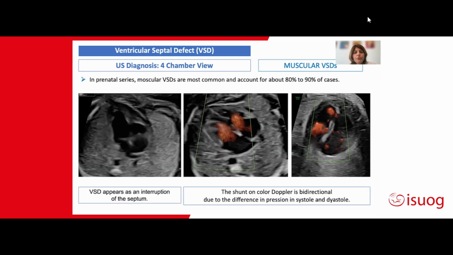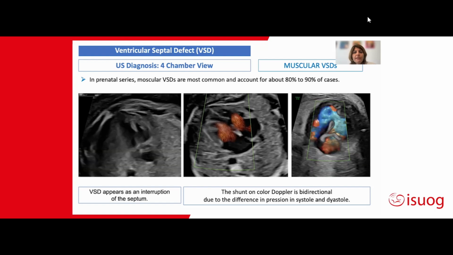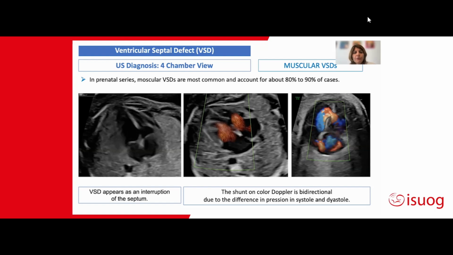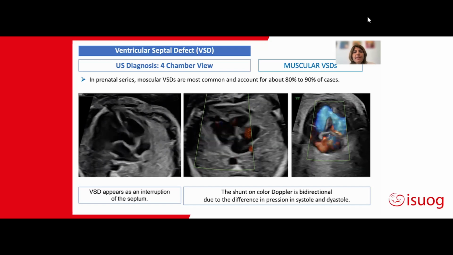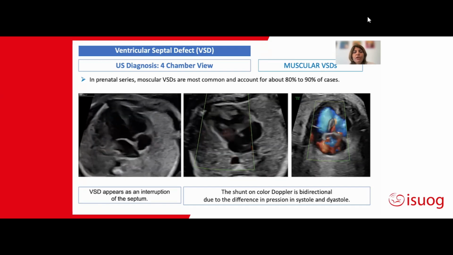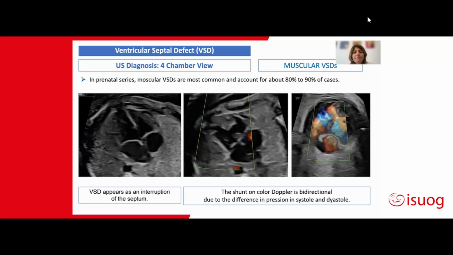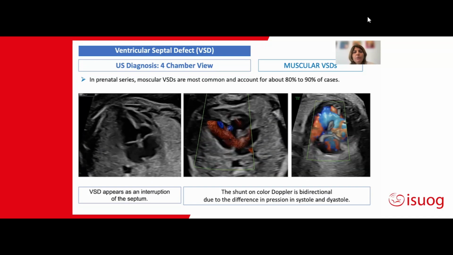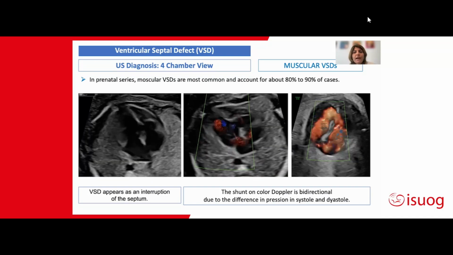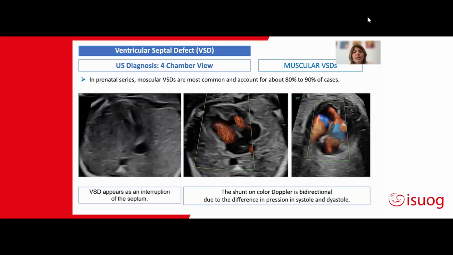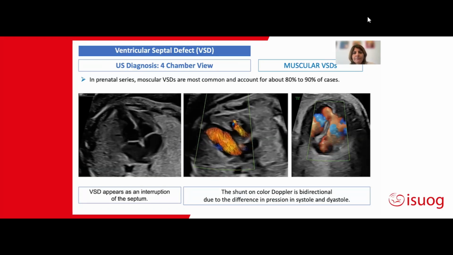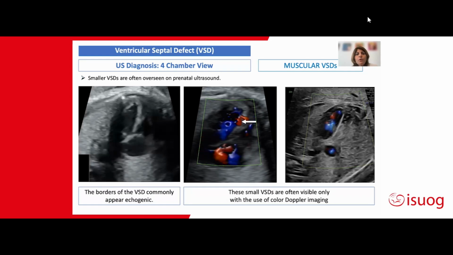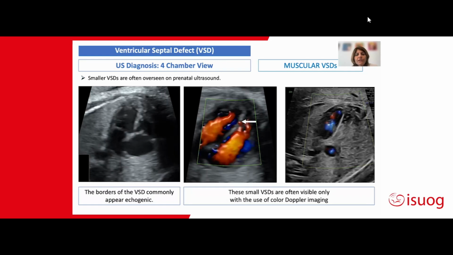On the four-chamber view, we can explore the muscular and inlet portion of the interventricular septum. Sonographically, the VSD appears as an interruption of the septum, and the shunt on color Doppler is typically bidirectional. What we have to try to pick up are large VSDs because the spontaneous closure is unlikely. Small VSDs are often missed on prenatal ultrasound.